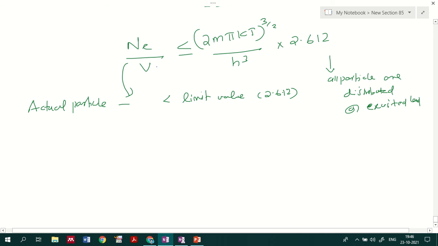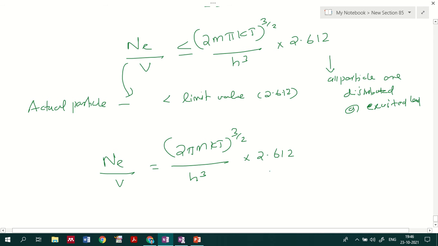So at this limiting value, what is the scenario? All the particles will be distributed at the excited level. Okay, for this limiting value, all the particles will be at the excited level. So that was a scenario you have to explain. And now Ne by V, which I can take as (2 pi m kT) raised to 3 by 2 divided by h cube, into 2.612. Okay, so we know that the total number of particles is equal to what?